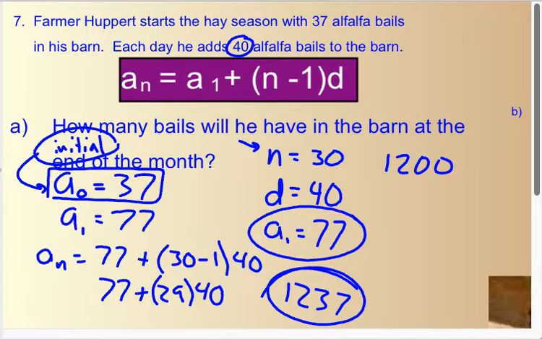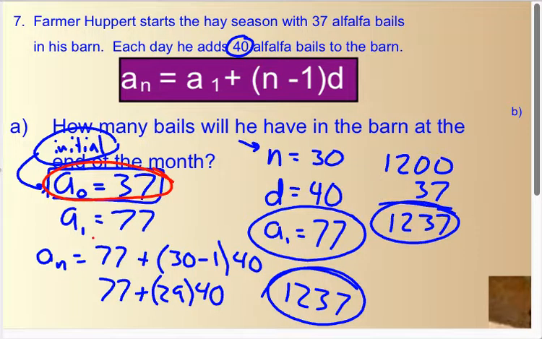If you just took 30 and multiplied it by 40, 30 days times 40 bales, that's 1,200 bales. He doesn't have 1,200 bales in a month. You have to add that 37 that he started out with. And that's how we come up with that answer, another way of looking at it. Sometimes it's just kind of common sense, but I wanted to show you this problem to talk about initial value a little bit. Sometimes you start out with a sub 0 instead of a sub 1.